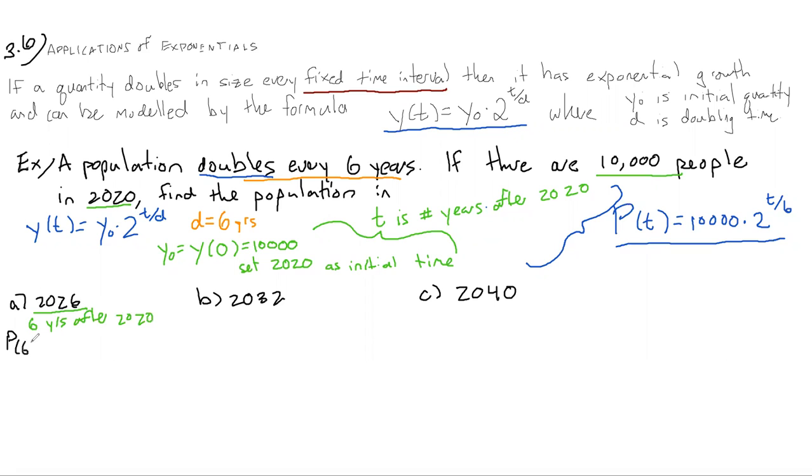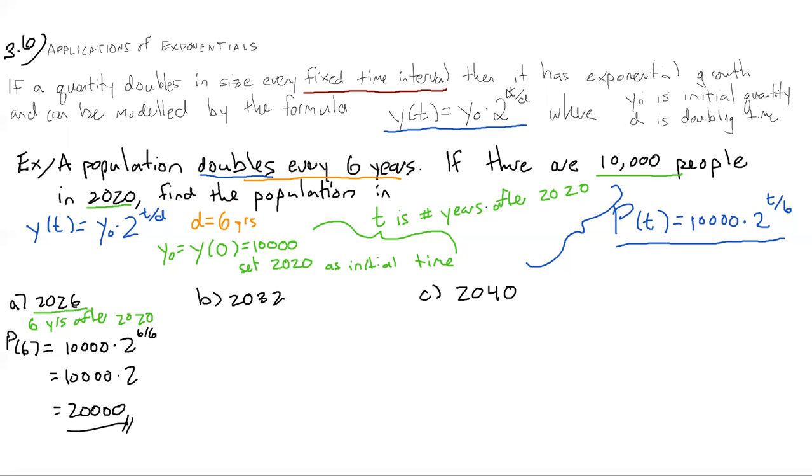So I'll have P of 6 equals 10,000 times 2 to the 6 over 6, which is 1. So that's 10,000 times 2, which is 20,000. So the population of the town should be 20,000 after 6 years, the boom town.